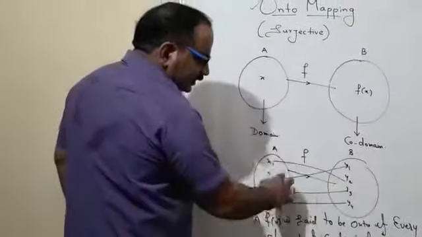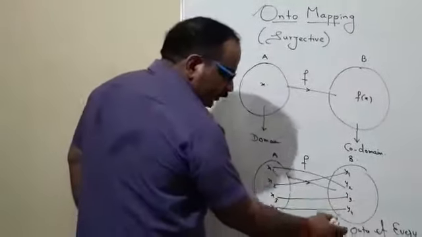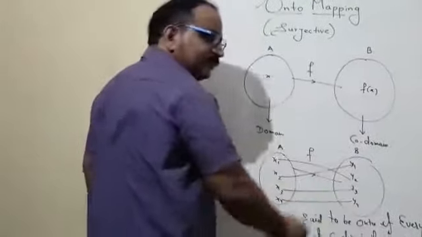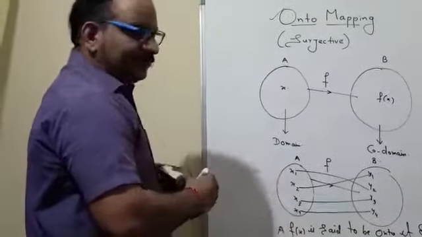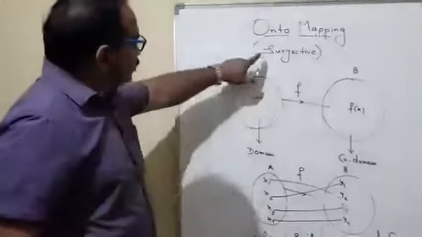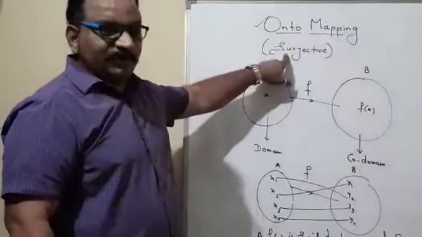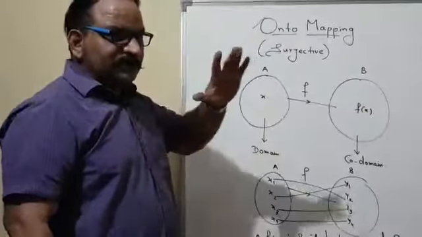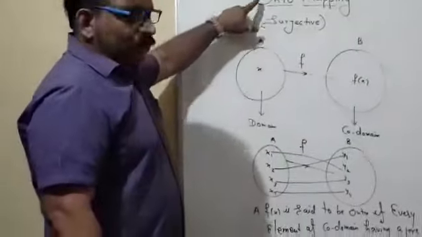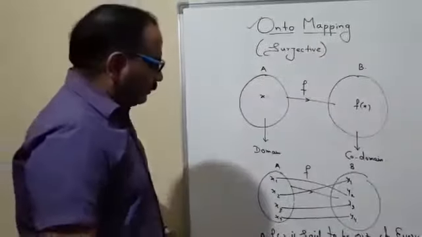This definition is clear with this diagram. We can observe everything that is written here, word for word. So that function is defined as onto mapping. In other words, that is also defined as surjective mapping. So that should be a very clear vision in our mind: what do you mean by onto mapping, and what do you mean by one-one mapping?